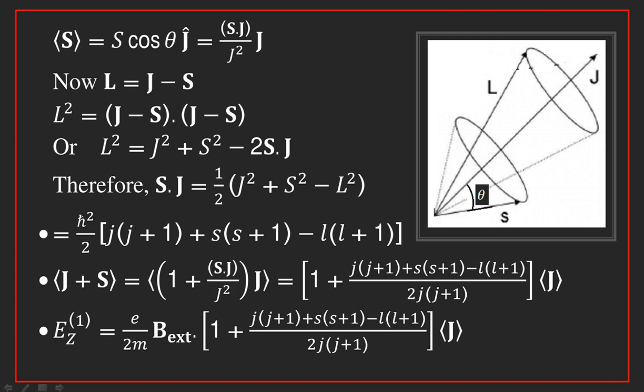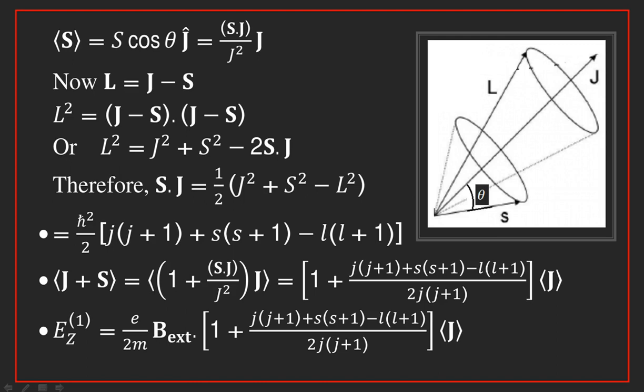For that we take L equal to J minus S. Therefore L square is equal to J minus S dot J minus S, or L square is equal to J square plus S square minus 2 S dot J. Here the scalars are actually operators, and the dot product is taken. Therefore S dot J is equal to J square plus S square minus L square by 2.